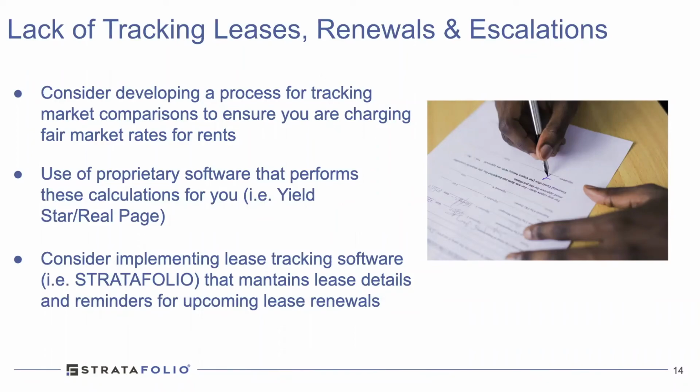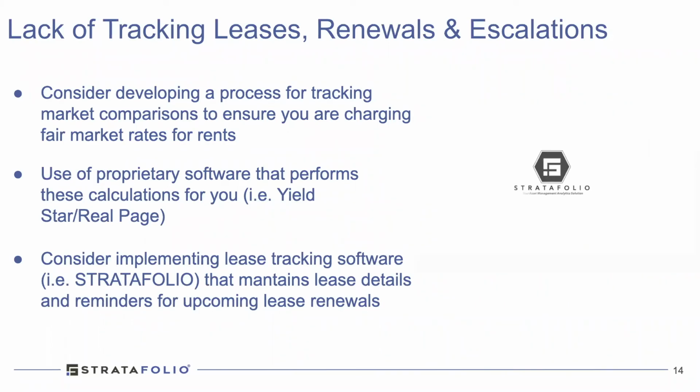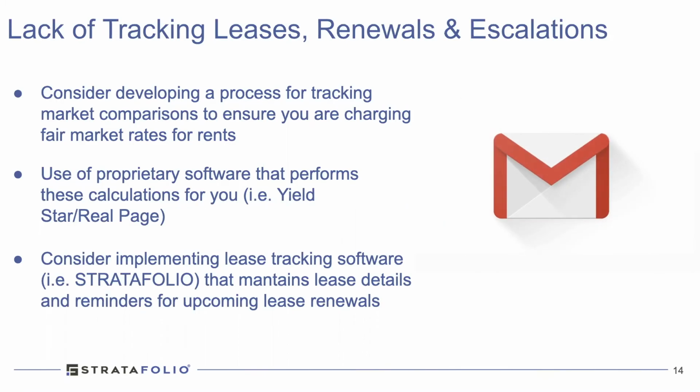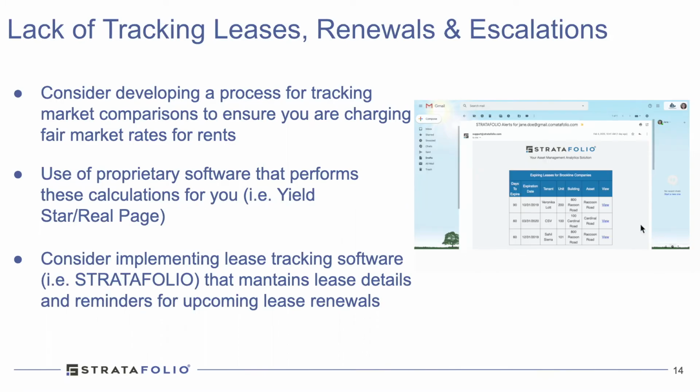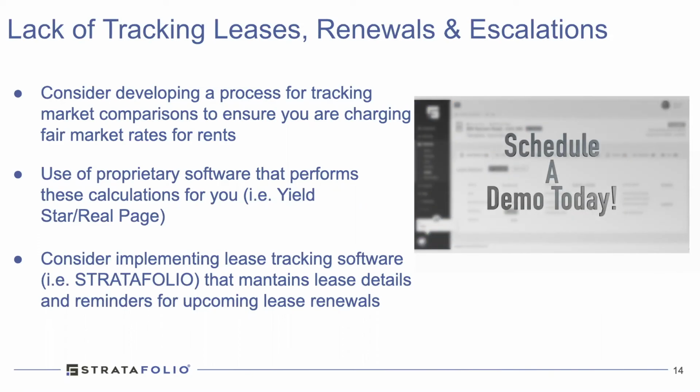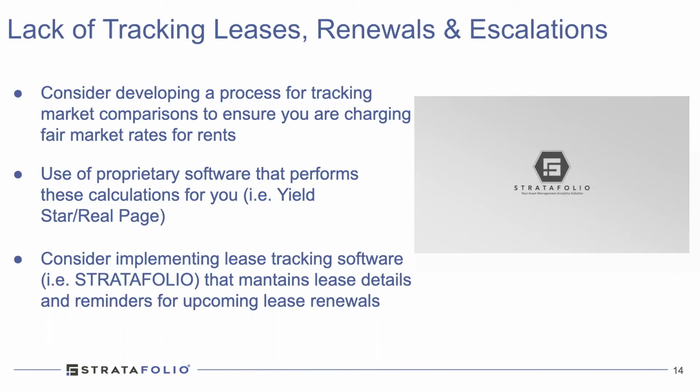Sometimes people actually go out and shop their competition. So if you have an apartment building on 123 Main Street and there are 5 other ones in the same general area, sometimes people will shop other rents or other comparable properties. There's a number of companies out there that have lease tracking software. STRATAFOLIO does that, maintaining lease details and reminders for upcoming lease renewals.